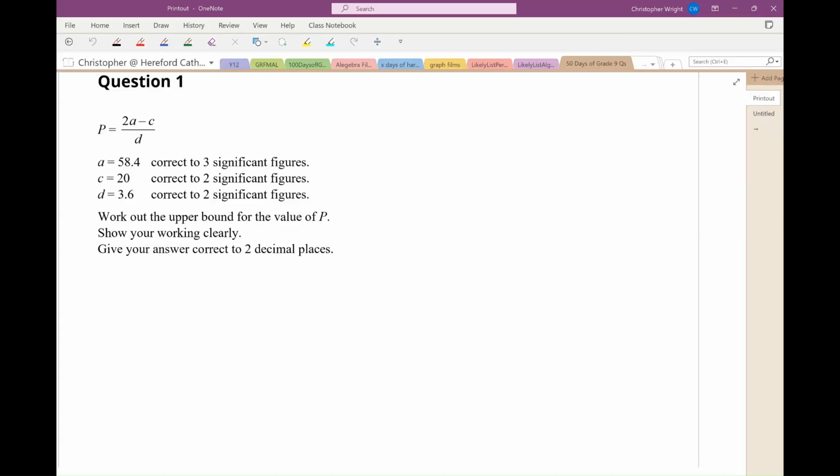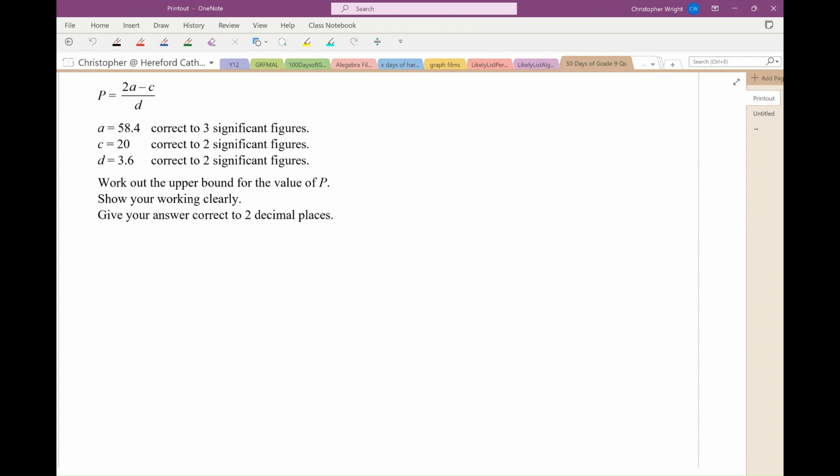Question 1. Right, this looks like a question about upper and lower bounds. Let's have a look. We've got a formula for P, and then we're given A, C, and D, each one correct to a different degree of accuracy, and we're being asked to work out the upper bound for the value of P, and to give our answer to 2 decimal places. Generally, with a question like this, before you do any more thinking, simply work out the upper and the lower bound of each of your variables.